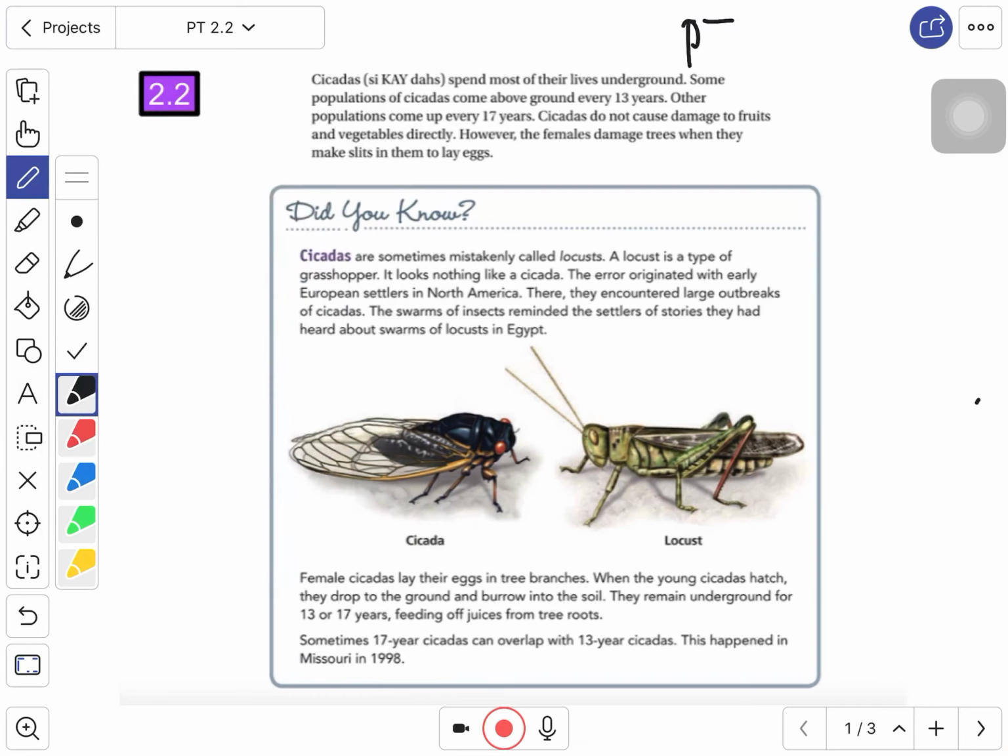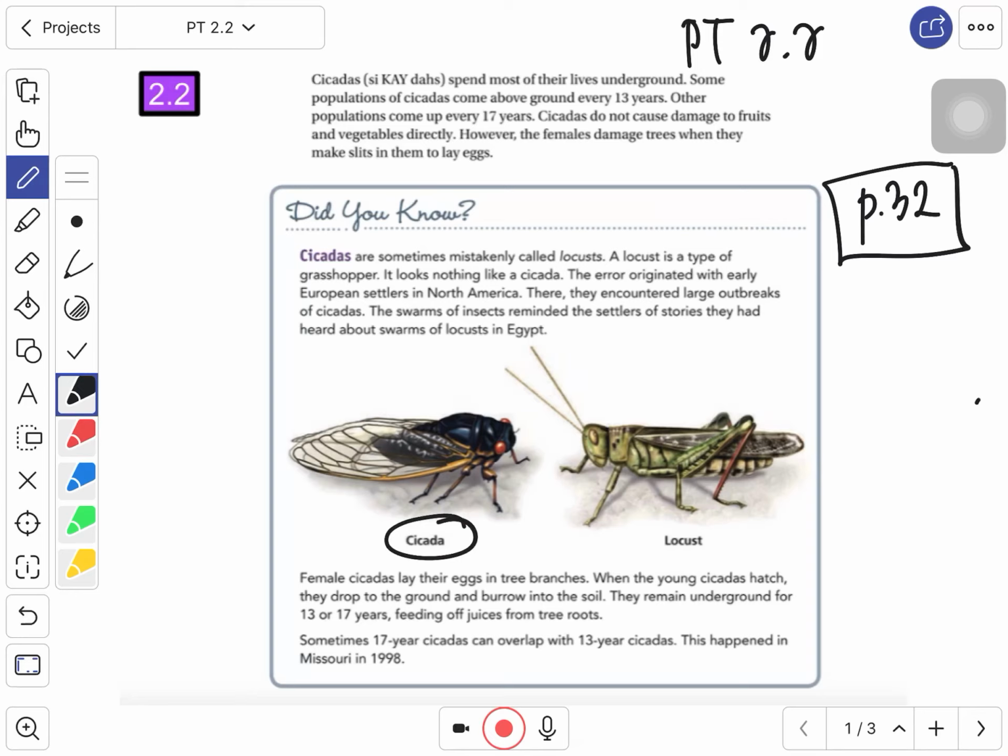All right, so we are in PT 2.2 and this lesson is on page 32 in your book. You can follow along there as well. Today we're going to talk about cicadas. So right here is a cicada.